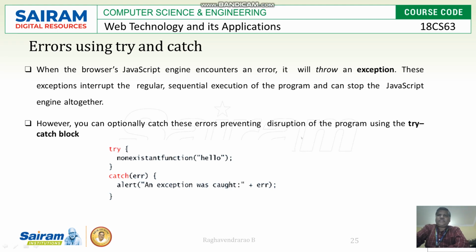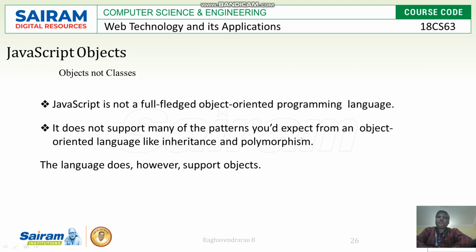Next is about the JavaScript object. Objects are not classes, it is just an object. JavaScript is not a full-fledged object-oriented programming language, as I said in the beginning. It is an object-based language. Hence it does not support many of the patterns we expect from an object-oriented language, like inheritance and polymorphism. These two are not supported in JavaScript.